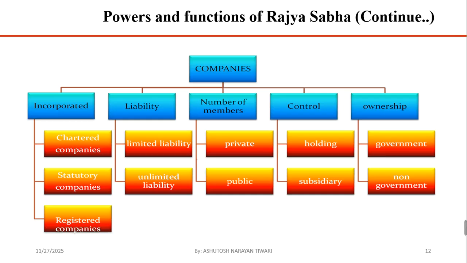Classification of companies: incorporated, chartered companies, statutory companies, registered companies. By liability: limited liability, unlimited liability. By number of members: private and public. By control: holding and subsidiary. By ownership: government and non-government.